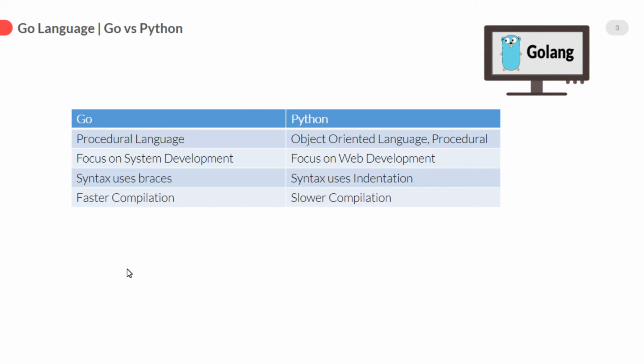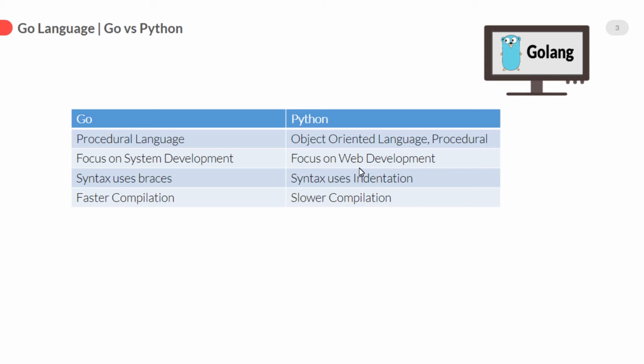Go versus Python language. Go is a procedural language. On the other hand, Python is an object-oriented programming language. Focus on system development in the case of Go, but in the case of Python, focus on web development.